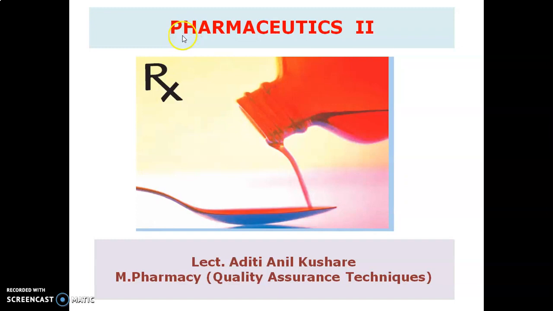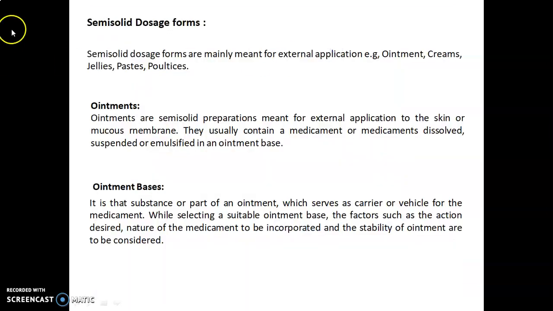Today we are going to discuss the experiments from Pharmaceutics 2. First of all, we are going to discuss the semi-solid dosage forms. The semi-solid dosage forms are mainly meant for external application, for example ointments, creams, jellies, pastes, poultices, etc. In that, we will discuss the ointments.